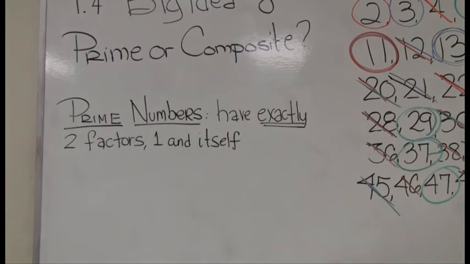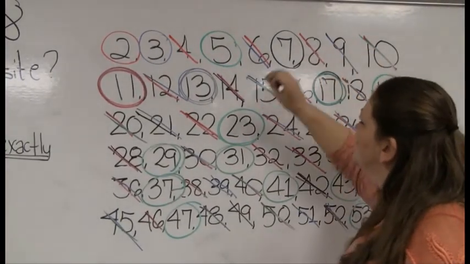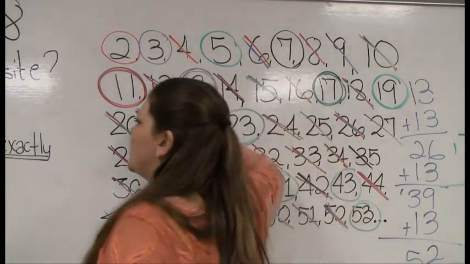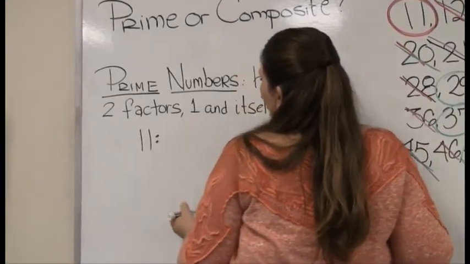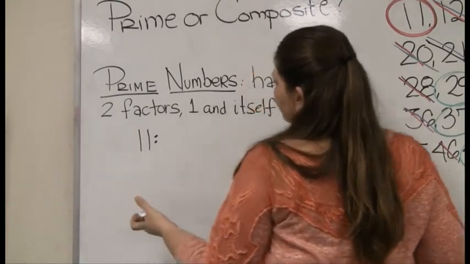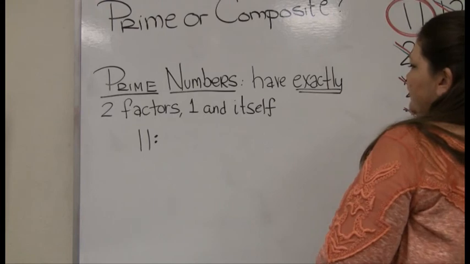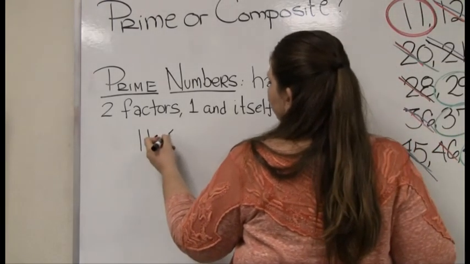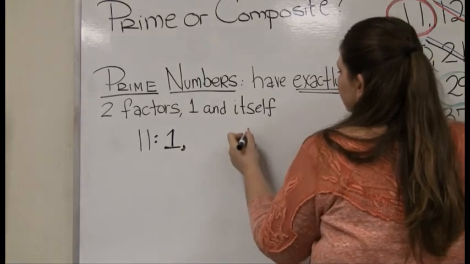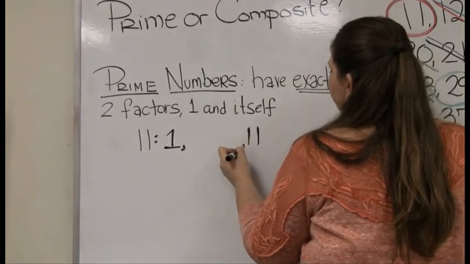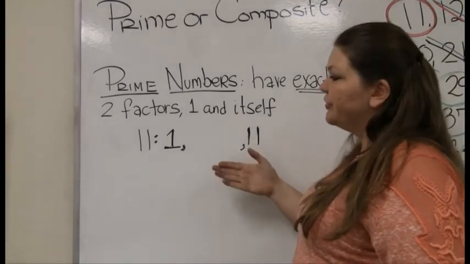Let's pick one of these circled numbers here. I'm going to do a small one. How about 11? I'm going to prove to you that 11 is indeed a prime number. I'm going to do a factor rainbow. We learned about that in the last video. For 11, to see what all its factors are, well, the first number in a factor rainbow is always 1, and the last number is always the number itself.